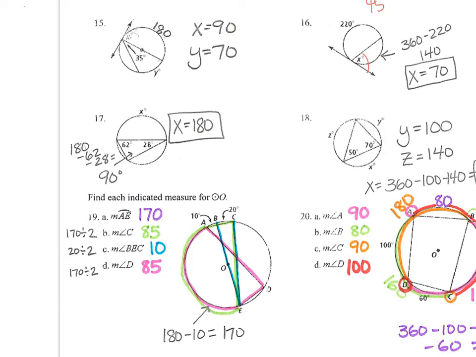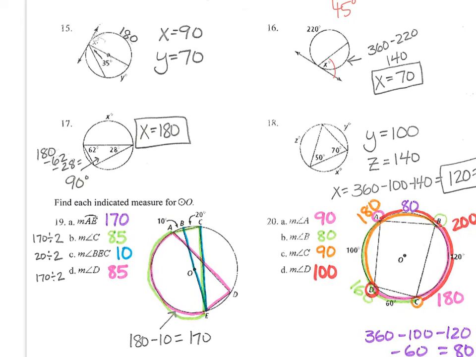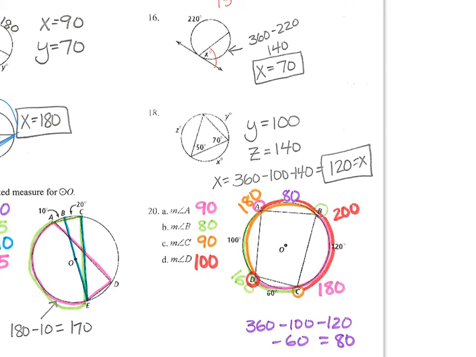And number 17, we know that this is a triangle. So these three have to add up to 180. So once we get that this is 90, the X makes up the intercepted arc. And number 18, if I draw in 70, this has to be 140. If I draw in 50, this has to be 100. And then now I can do X. X would be 140 plus 100 plus X equals 360.